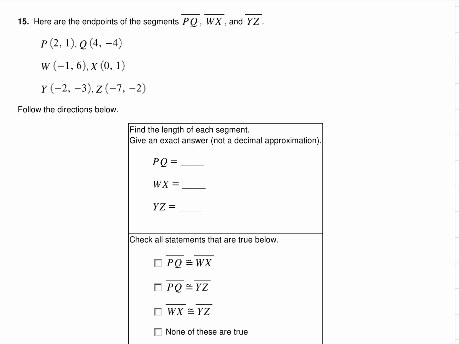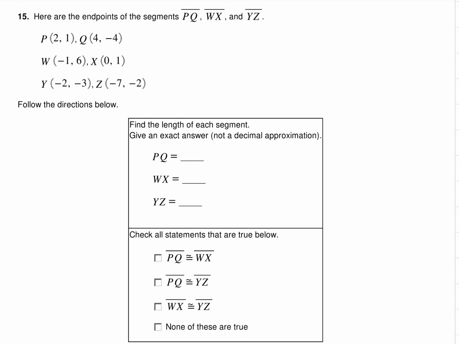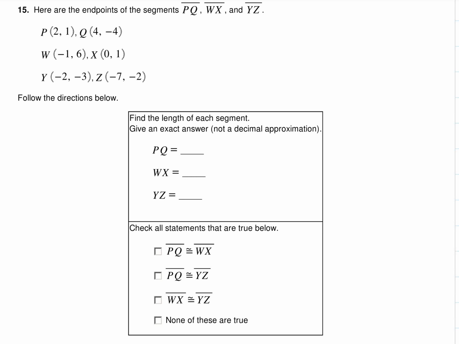Number 15. So here are the endpoints of segments PQ, WX, and YZ, and they give you the coordinates of each letter. Find the length of each segment and give the exact answer. Okay, so we're going to find the length by using the distance formula. Let's say I look at PQ first, distance formula.